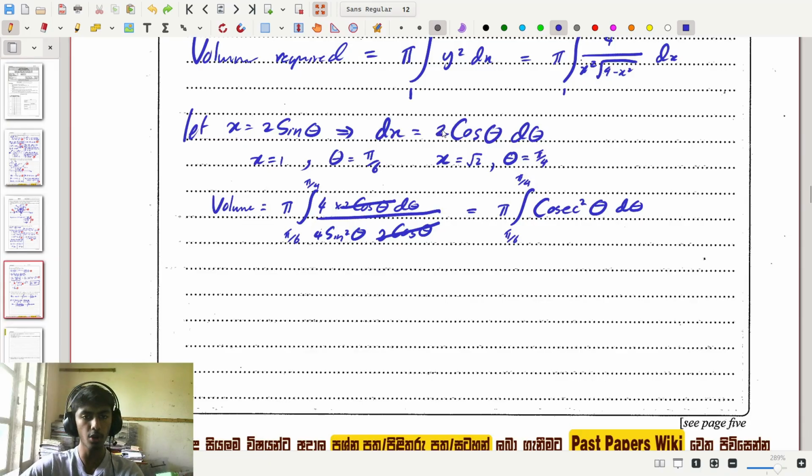Now, as we know, the derivative of cot theta is negative cosec squared theta, and therefore the integral of cosec squared theta would be negative cot theta. And therefore, the integral here is going to be equal to pi times the limits of negative cot theta from pi by 6 to pi by 4.